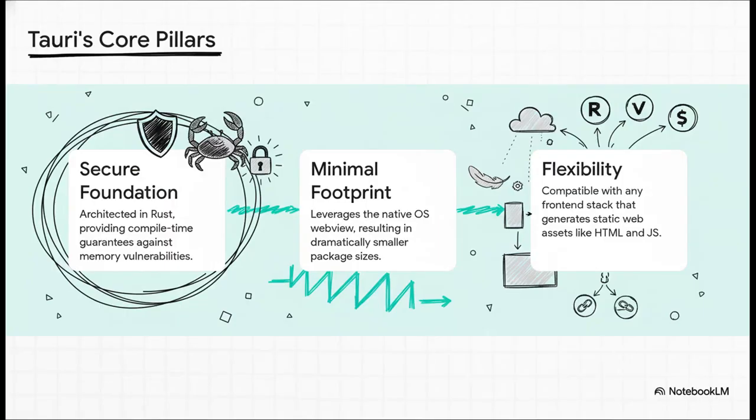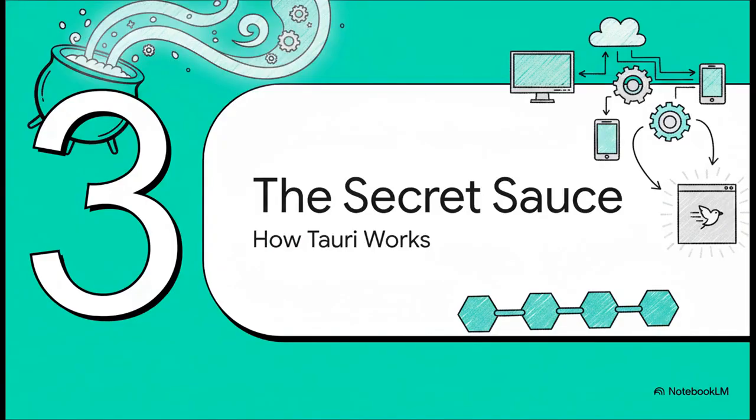Tauri's big pitch really rests on three main pillars. First, it has a secure foundation because it's built with Rust, which is fantastic at preventing common memory-related bugs. Second, it has a ridiculously minimal footprint. And third, you get complete flexibility to use whatever front-end framework you already know and love, whether that's React, Vue, or Svelte. So, how does Tauri actually pull all this off? What's the core innovation here that makes these promises a reality? Let's take a look at its secret sauce.